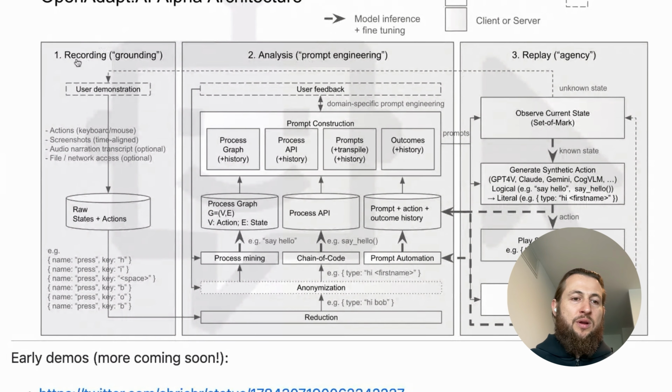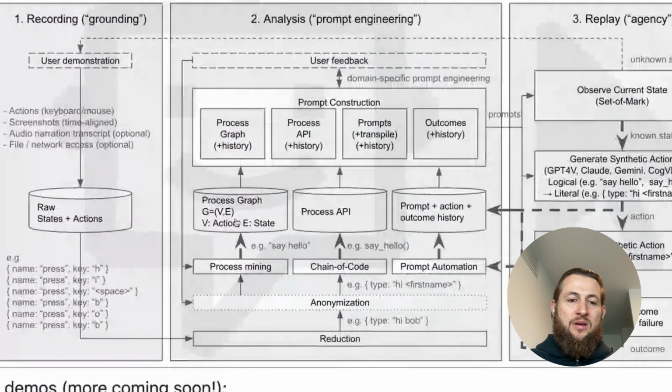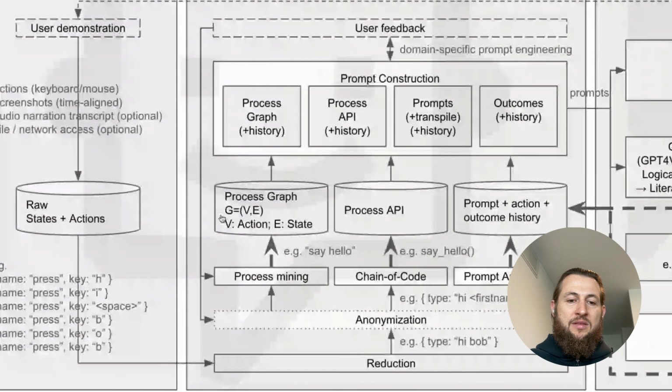So the first step is the recording from the user demonstration, which is what you saw. And then there's this reduction step where we combine low-level events into higher-level events. There's a bunch of stuff going on here, but I just want to bring your attention to this process graph. There's this rich process mining literature where they take what they call a process log, and they create a graph describing that process.